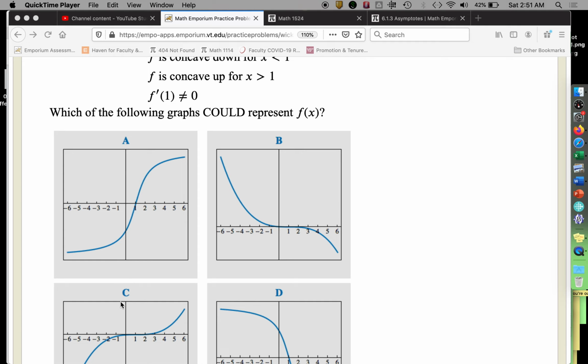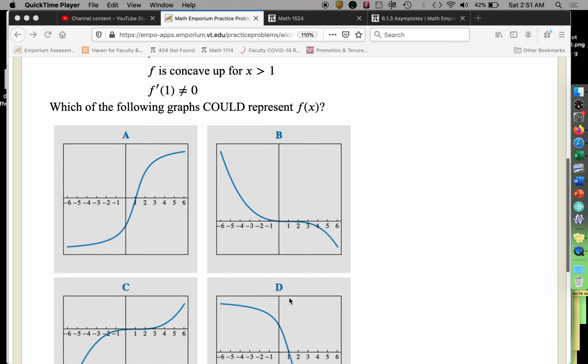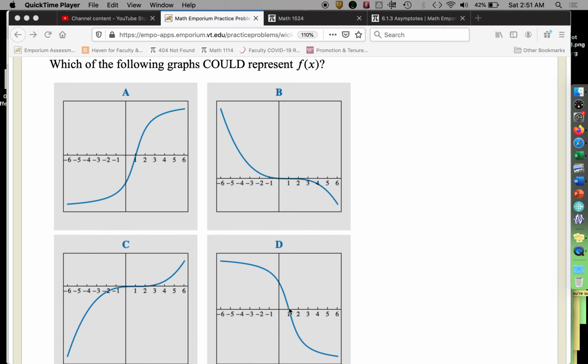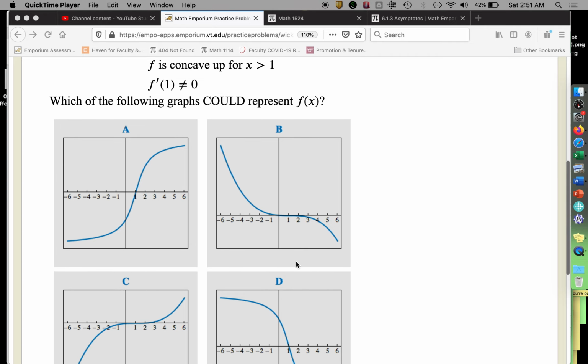And so that's what eliminates choice C. In choice D, if you try to draw a tangent line at x equals 1, it will have a negative slope because the graph is decreasing right there. And certainly it would have a slope that is not 0, it's some negative number. And so the only one of these that could represent f of x is choice D.